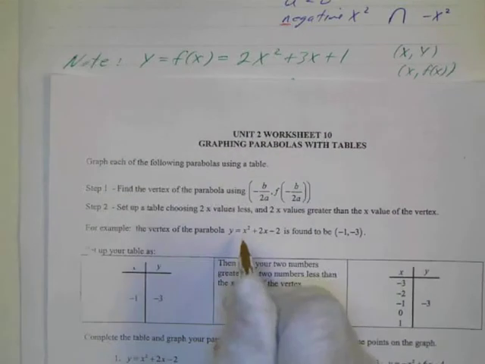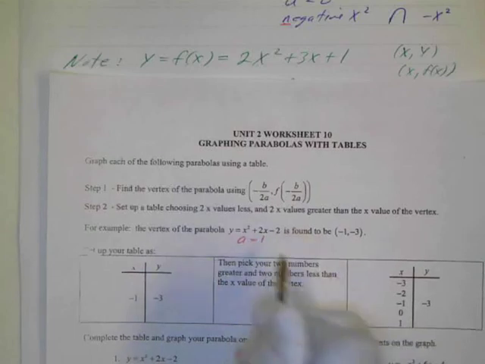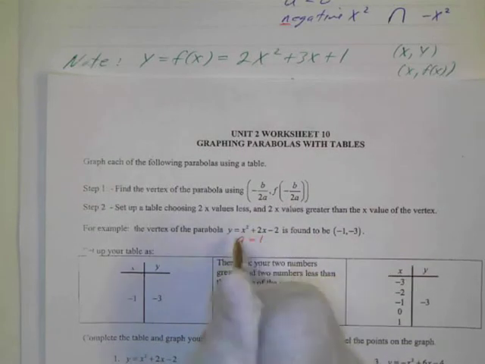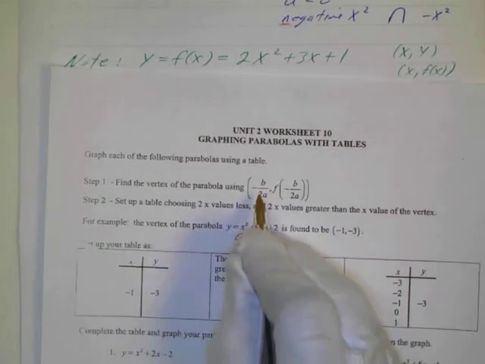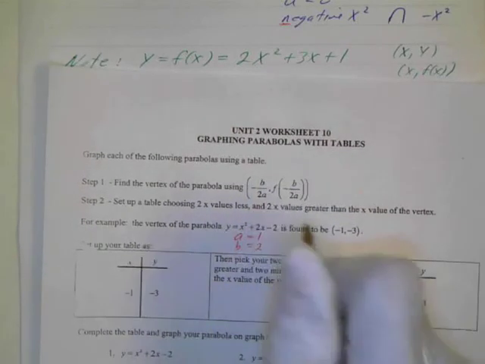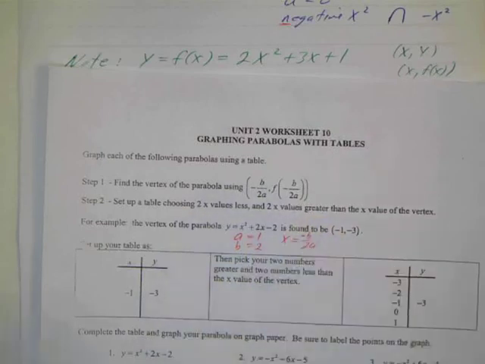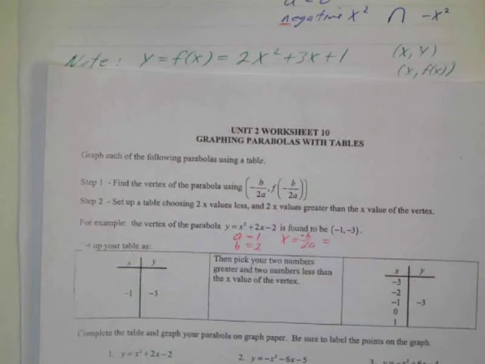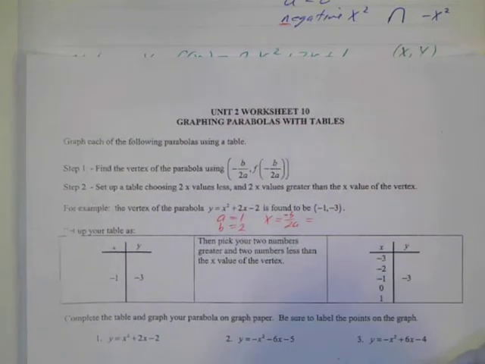If I look at this, what's in front of the x squared? 1, so I know that a equals 1. And what's in front of the x? 2, so I know that b equals 2. Now I know that the x value of the vertex, x equals negative b over 2a. I hope you can see that, you can always zoom in.